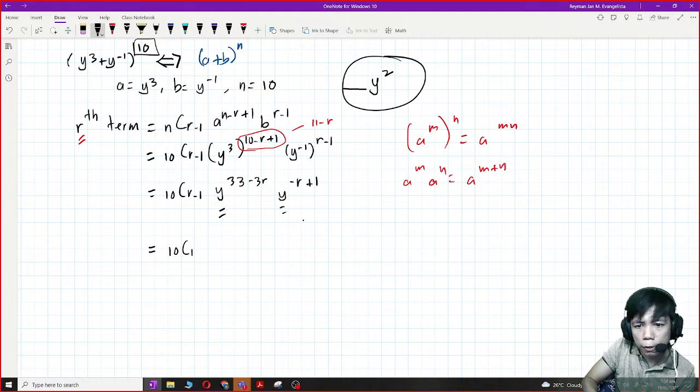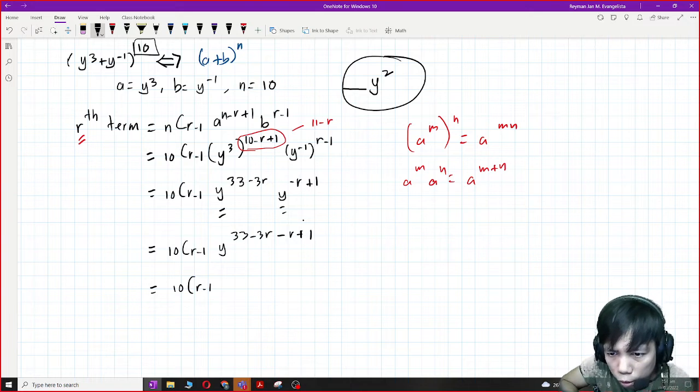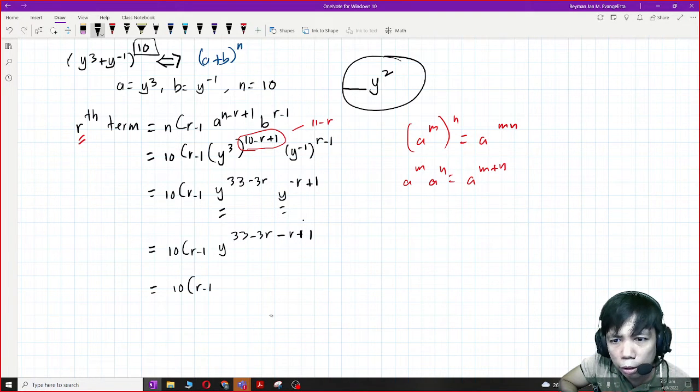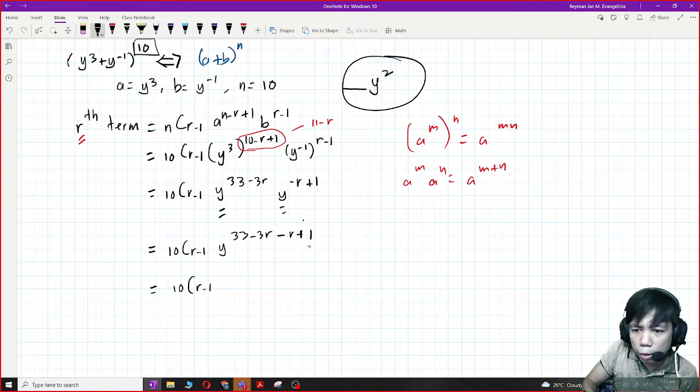So, 10 C r minus 1, y raised to 33 minus 3r, minus r plus 1. Simplify natin, guys. 10 C r minus 1, 33 plus 1. So meron tayong n minus r plus 1, 10 plus 1, 11 times 3, negative. Okay, so 33 plus 1, so 34. Then negative 3 minus r, so meron tayong 4r.